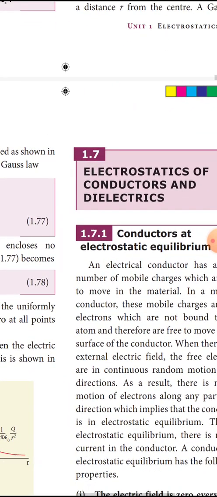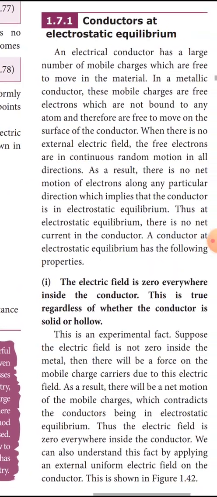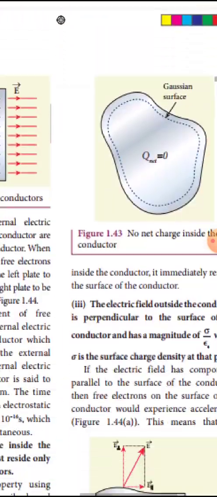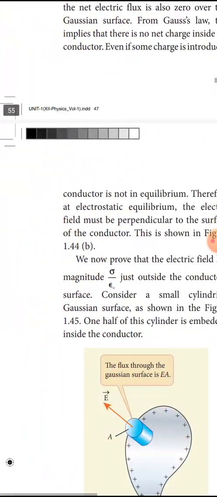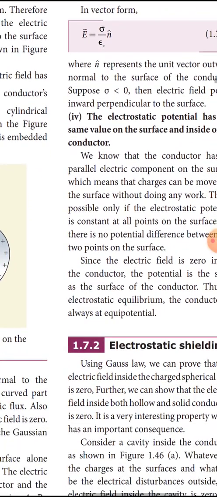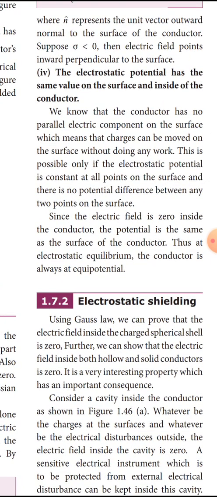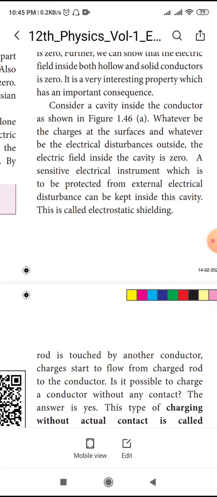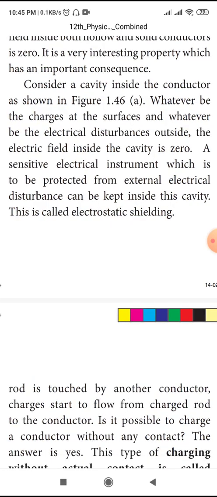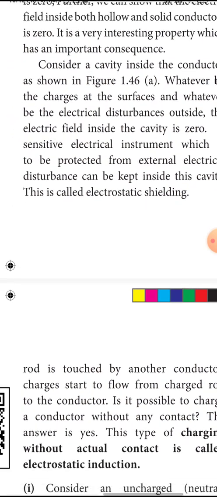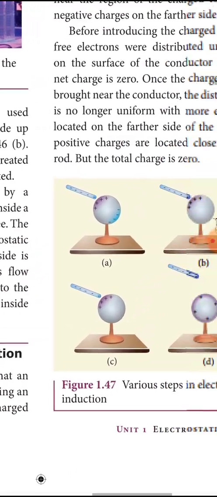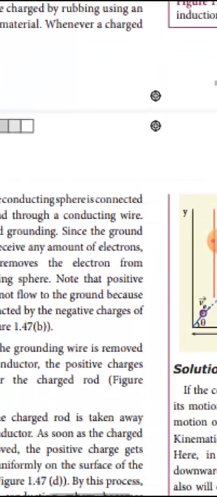And next you are going to see about electrostatics of conductors and dielectrics. A conductor at electrostatic equilibrium has some properties that are given, third point, and you have to study up to 4 points. Just read the letters which are in the small form. And next, electrostatic shielding. Electrostatic shielding means whatever be the charges at the surfaces, from that you have to write up to, this is called electrostatic shielding. And you have to write about electrostatic induction.